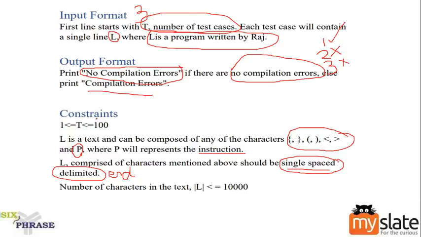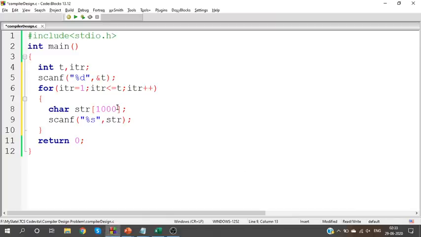Okay, and look at the next line of constraints: number of characters less than or equal to 10,000. We may have up to 10,000 characters, which means our string should be 10,001, because along with the characters you need one space for the null character also. So 10,000 input values plus one null value means the string should be of size 10,001. Okay, so this is the input part.